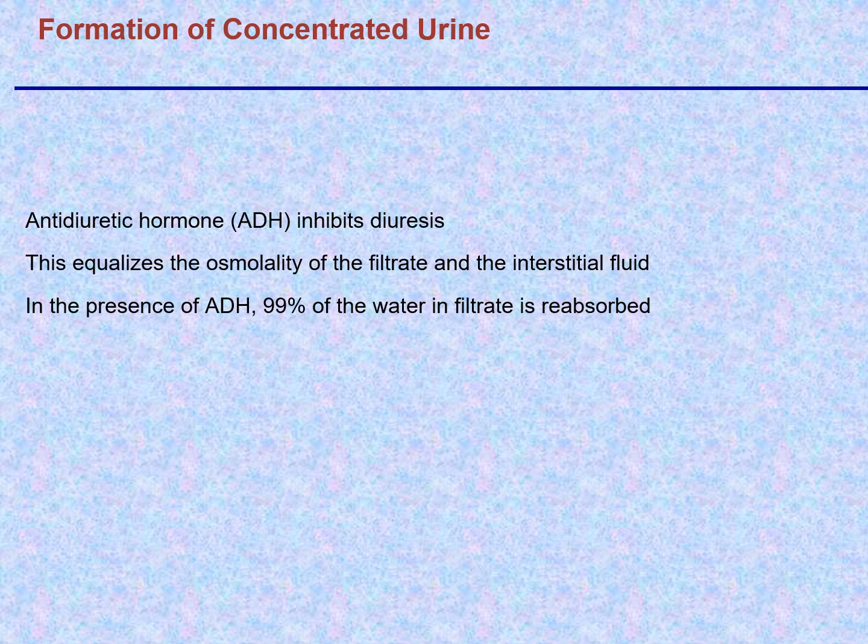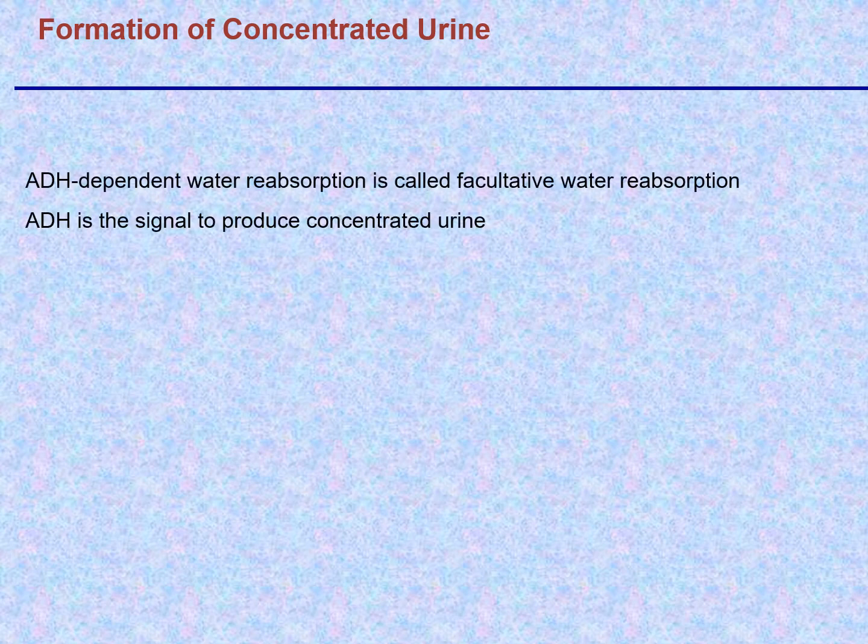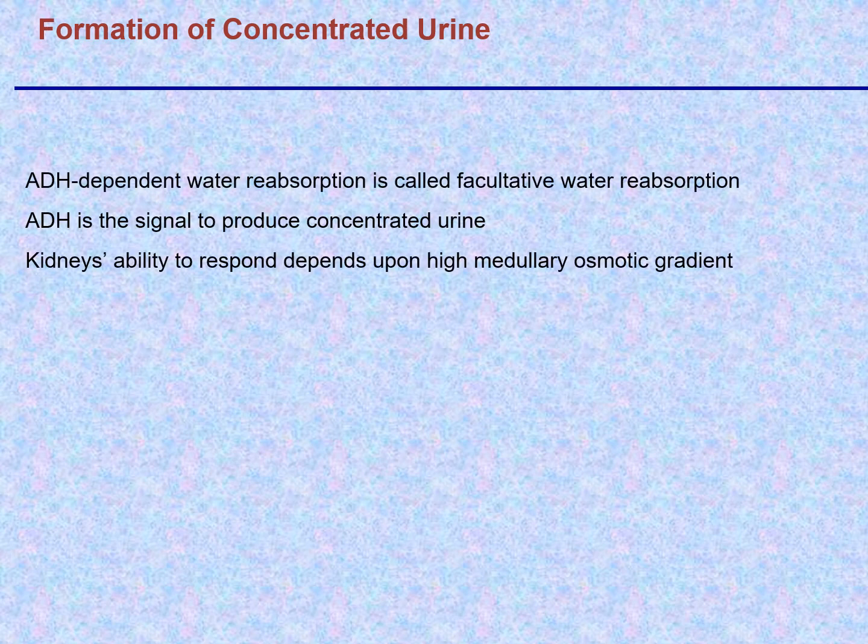So if ADH is produced, what happens in the collecting ducts is that you get formation of pores that water can move through. The pores are called aquaporins. This kind of ADH-dependent water reabsorption occurring in the collecting ducts is called facultative water reabsorption. ADH is the signal that you're going to be producing a concentrated urine by reabsorbing from the filtrate a lot of the water. And the kidney's ability to do that depends on that fairly high medullary osmotic gradient.